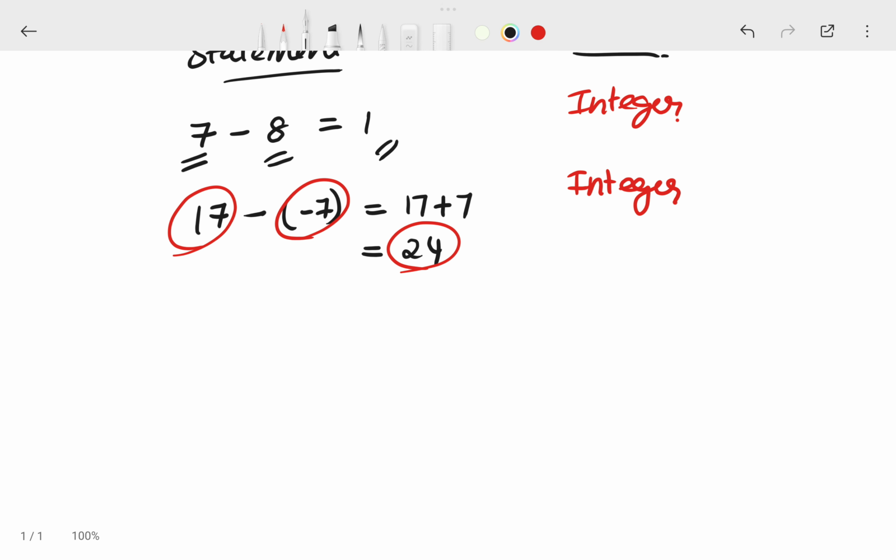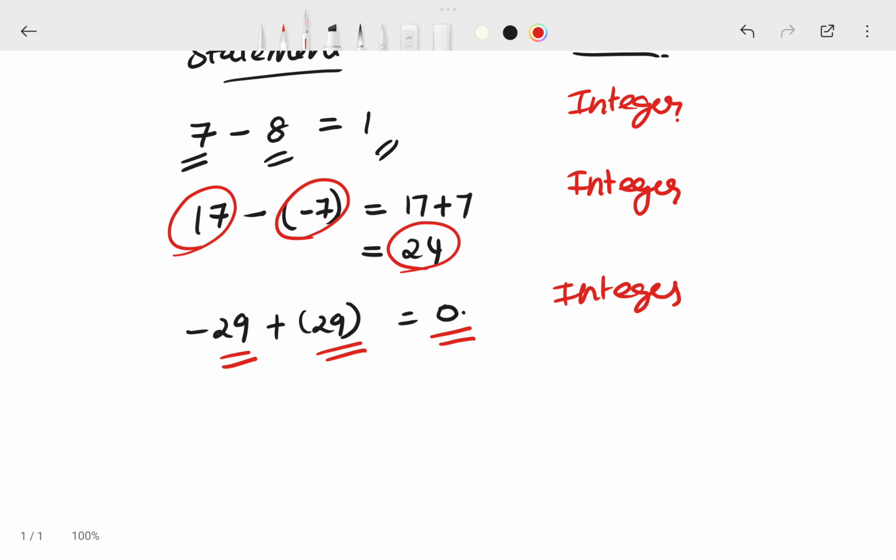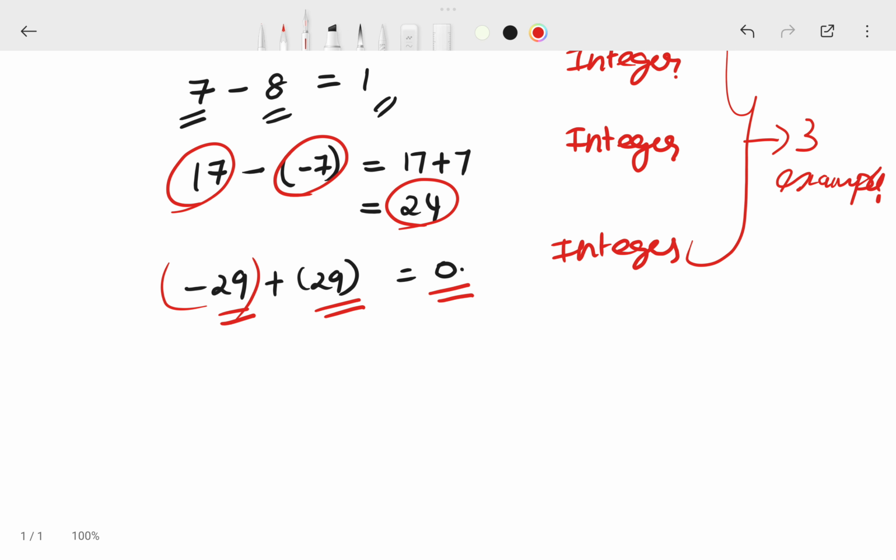Let's take another example: -29 plus 29, which is 0. The answer we are getting here is also an integer. 0 is an integer, 29 is an integer, and -29 is also an integer. So from these three examples, we can say if a and b are two integers, then a subtraction of b is also an integer.